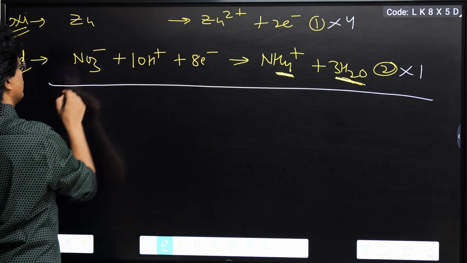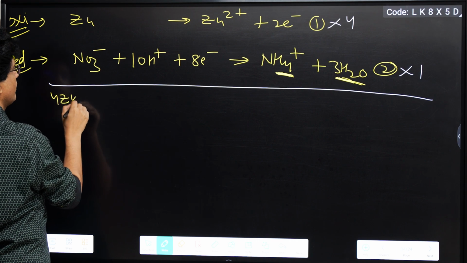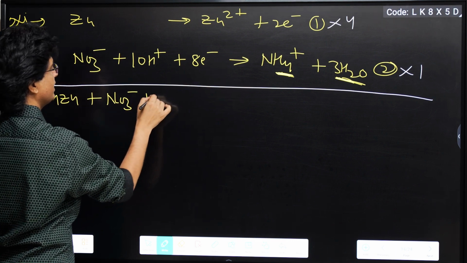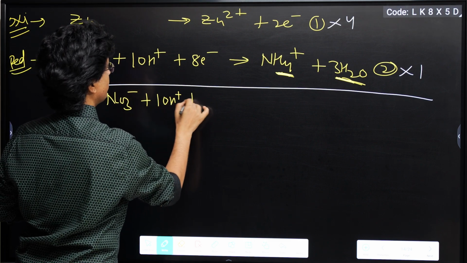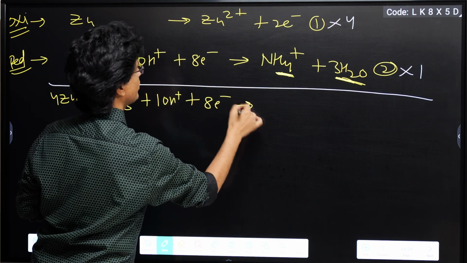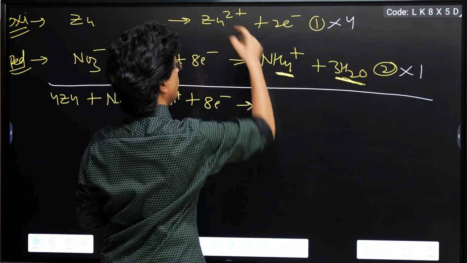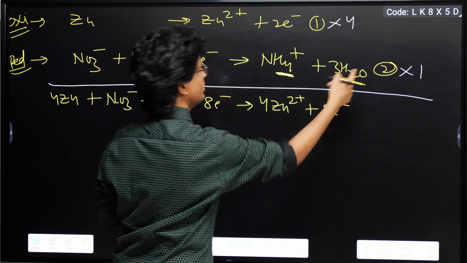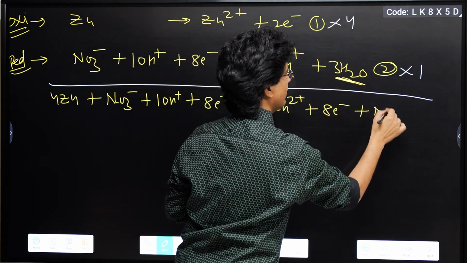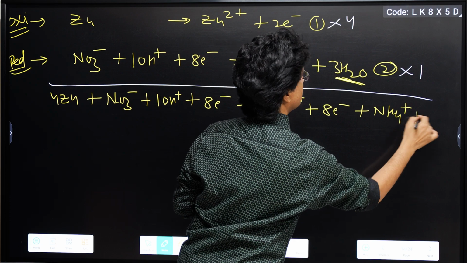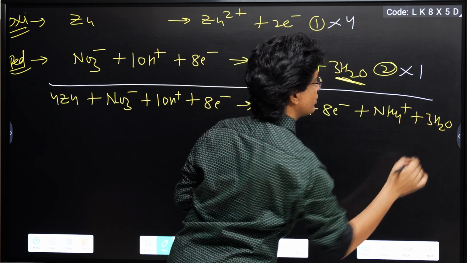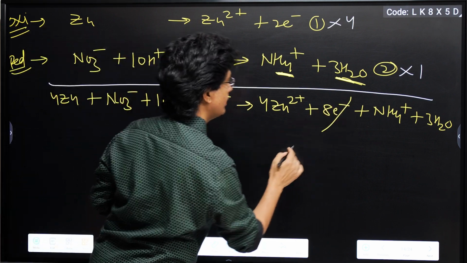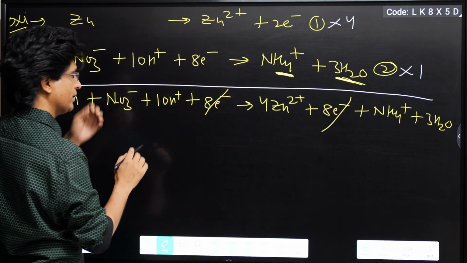So let's write down that thing. 4Zn plus nitrate plus 10 H ions plus 8 electrons going to give you 4Zn2+, 4 zinc ions, plus 8 electrons and 1 ammonium ion and 3 H2O. That is it. What can be cancelled? Electrons will be gone. Anything else? No, nothing else.